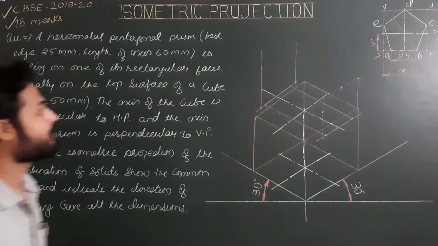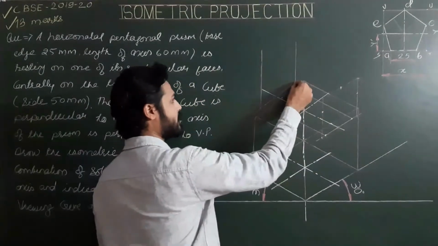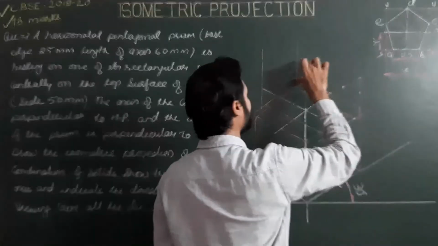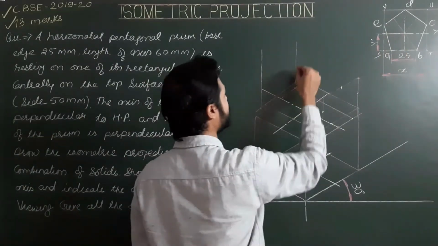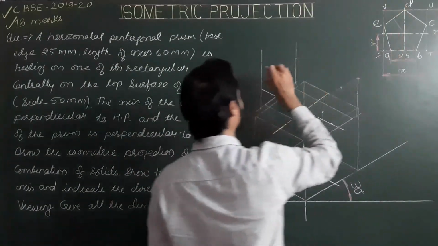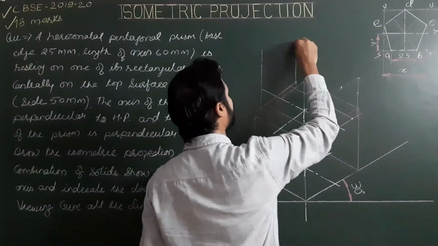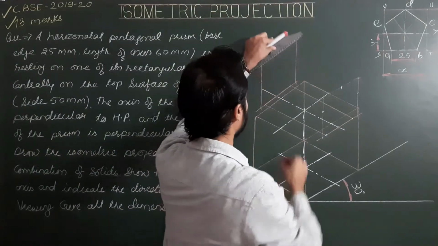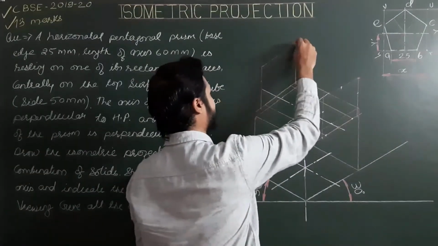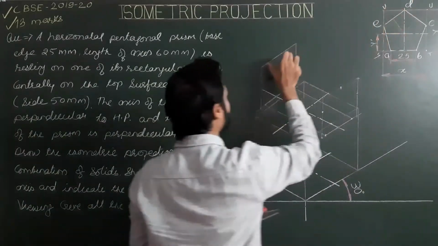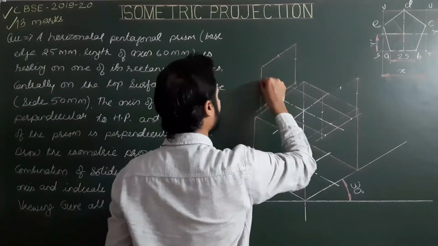Again, repeating the process here. So we have A, B, S, and T. Next is from T to C, S to E. This is E, this is C, and from E to V, and from C to U, and the last point from V to D. So we have all 5 points of the front and rear base.